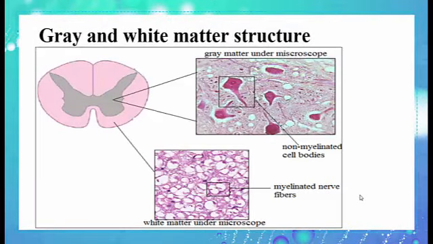The gray matter and the white matter of the spinal cord. Let's start with the white matter, which is outside. The white matter under the microscope is made up of myelinated nerve fibers. The myelin found inside the white matter gives it this white color, since myelin is a lipidic substance, so it has a white color. While the gray matter, which is in the center of the spinal cord, under the microscope contains non-myelinated cell bodies. So the myelin is here in the white matter, and the non-myelinated cell bodies are inside in the gray matter.